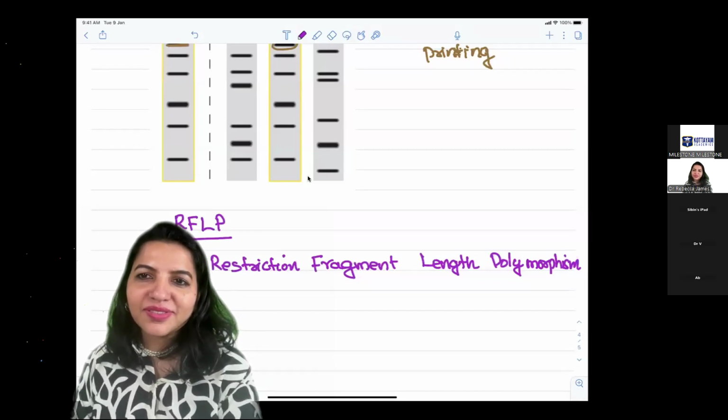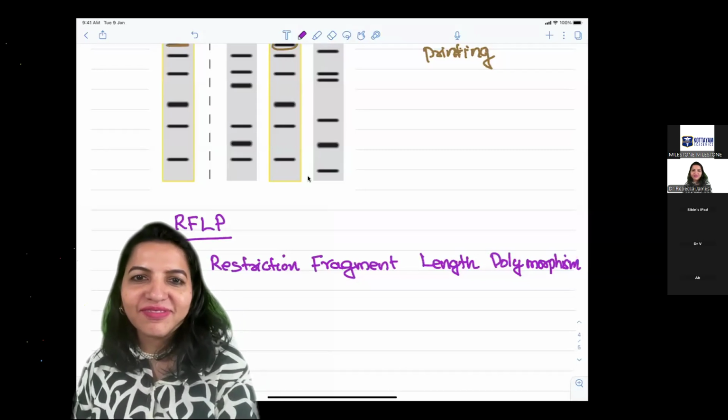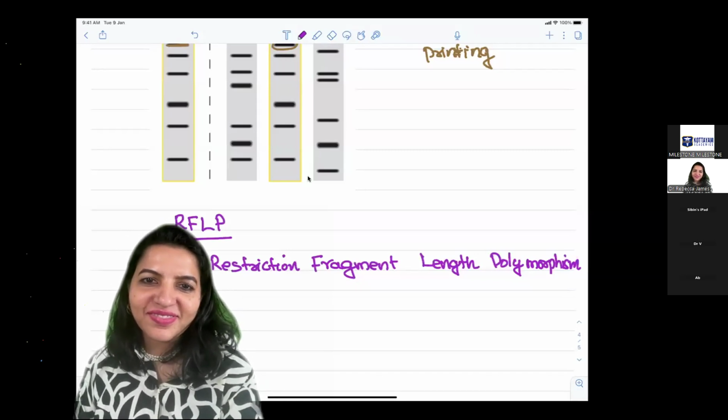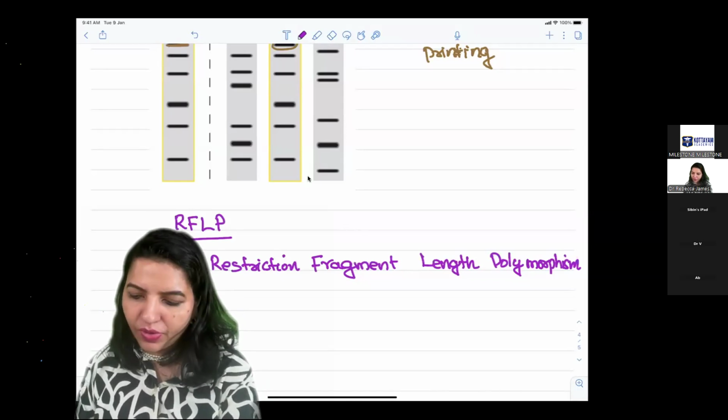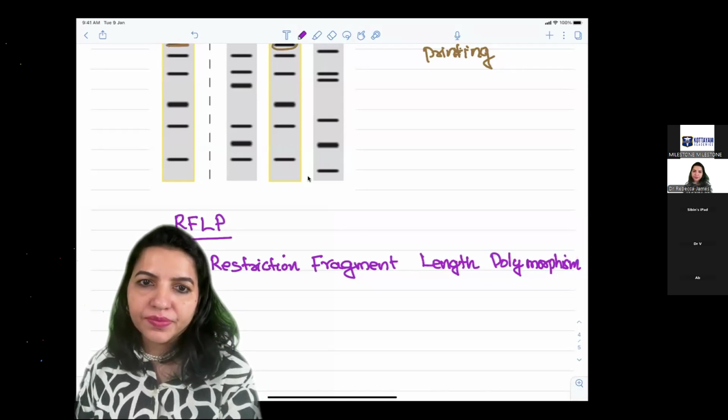Not polymerase. Polymerase. Polymorphism.